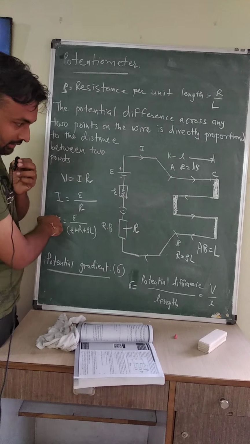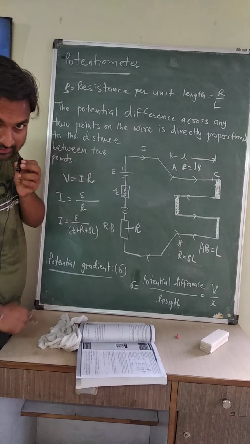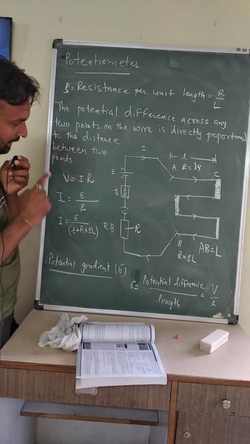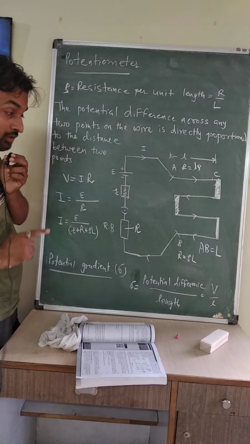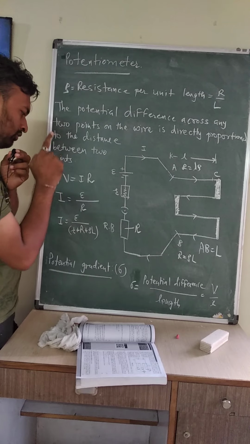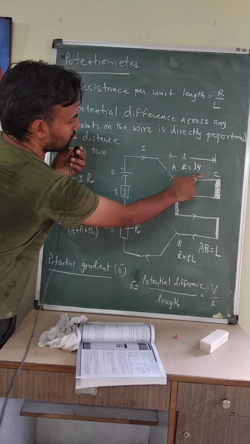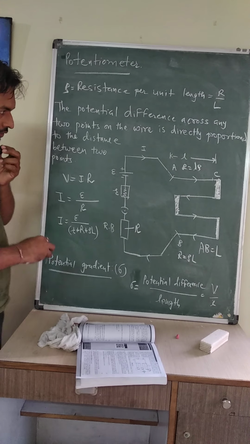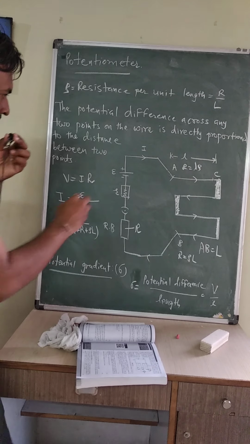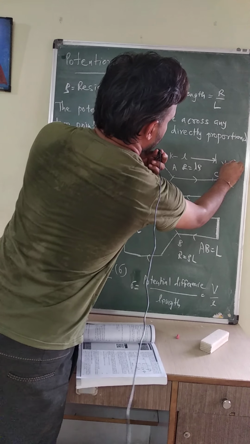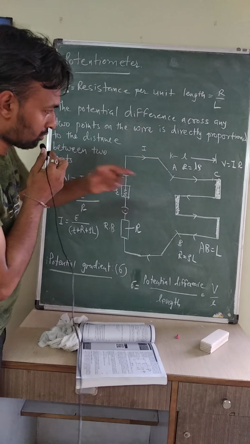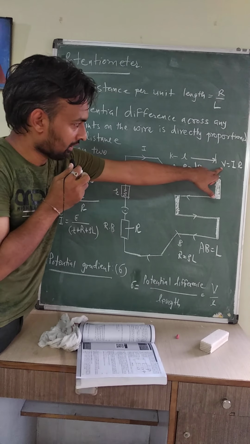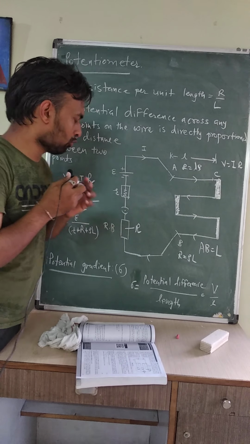This is the current which is flowing through this circuit, and as we know, if the resistors are in series, the same amount of current will pass through the circuit. So if we take only the portion AC, for that portion AC the potential difference V is equal to I into R.